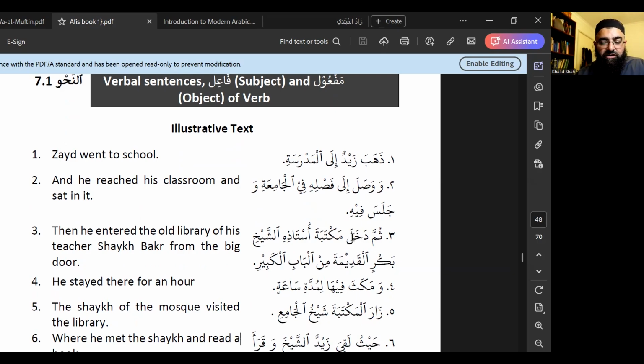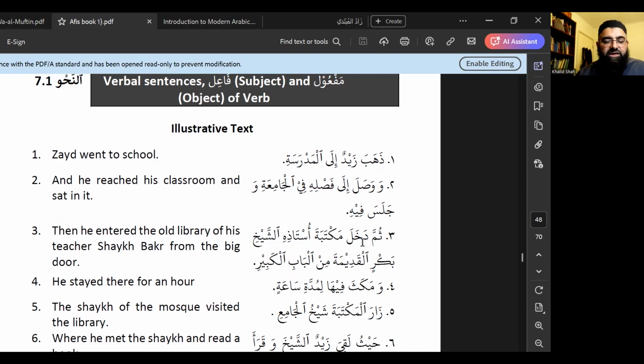هو referring to, within دخل, referring back to زيد. مكتبة أستاذه الشيخ بكر القديمة في الباب الكبير. Now this is a convoluted sentence, but it's for us to learn. These sentences might be a little bit awkward, but it's just to highlight the rules. Maybe nobody will ever create this sentence structure, right? But the idea is that, for analytical purposes, we have a slightly complex sentence. We will probably never make a convoluted sentence like this, but it's just to highlight all the rules.